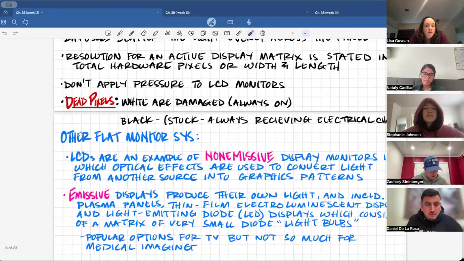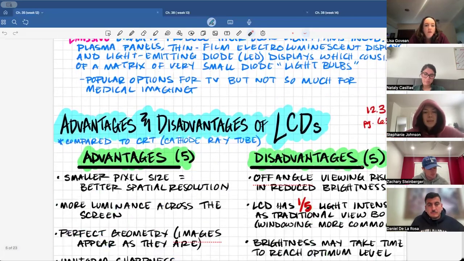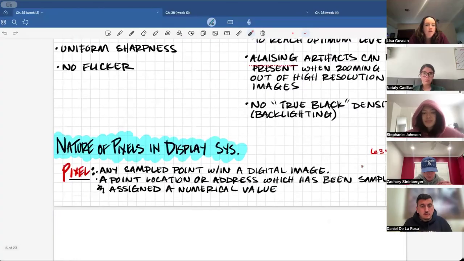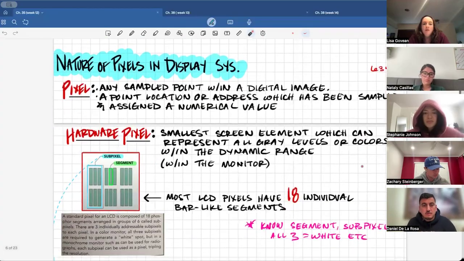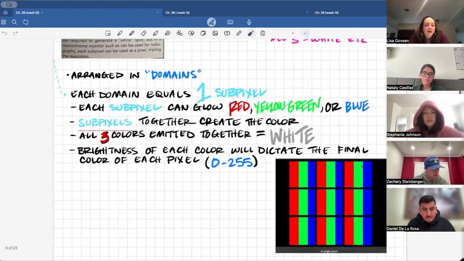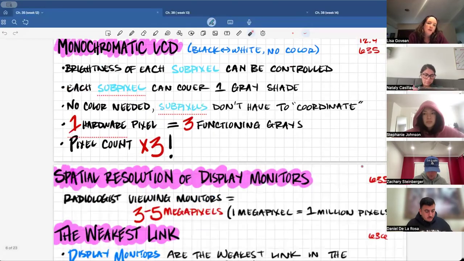Does anyone have questions on chapter 35? I think the rest for me was pretty good. It's mostly about the hardware pixel that we went over. And it's cool that for us we just use monochromatic, so we get 3 times the pixel count, basically, since we only have grays. So it's kind of cool.